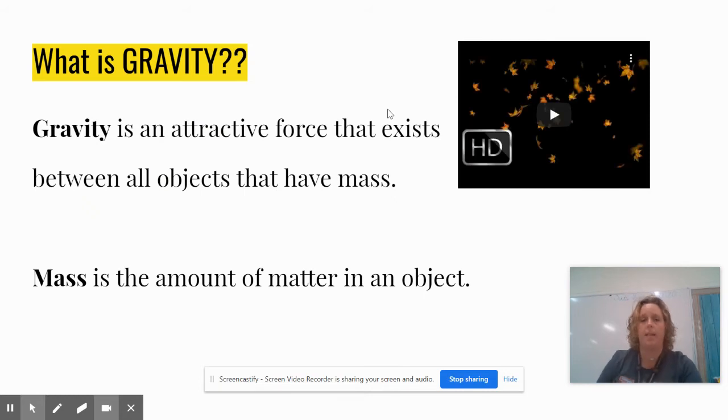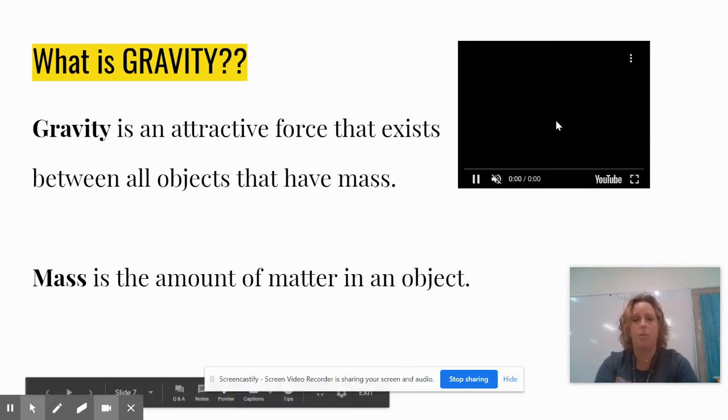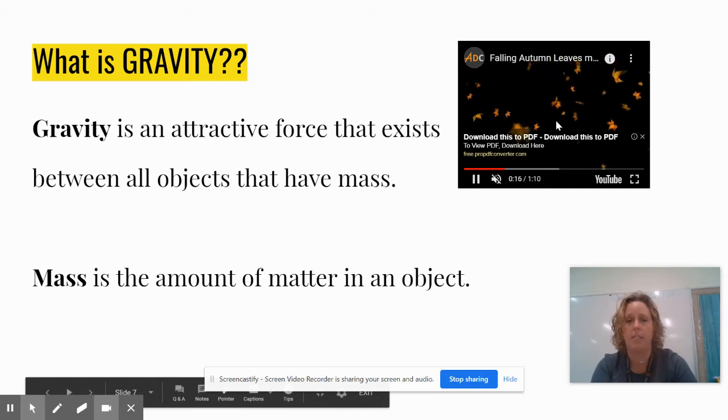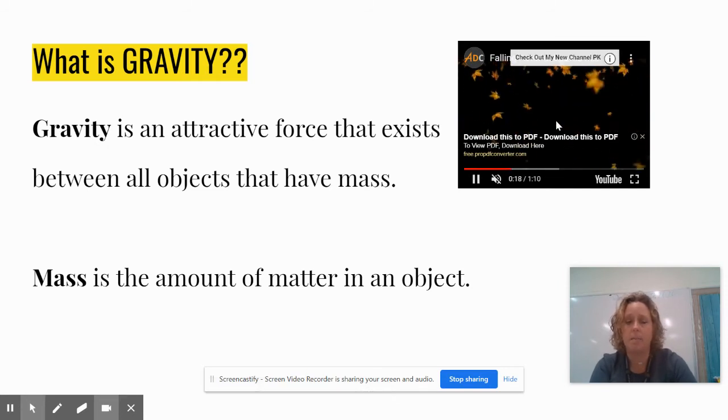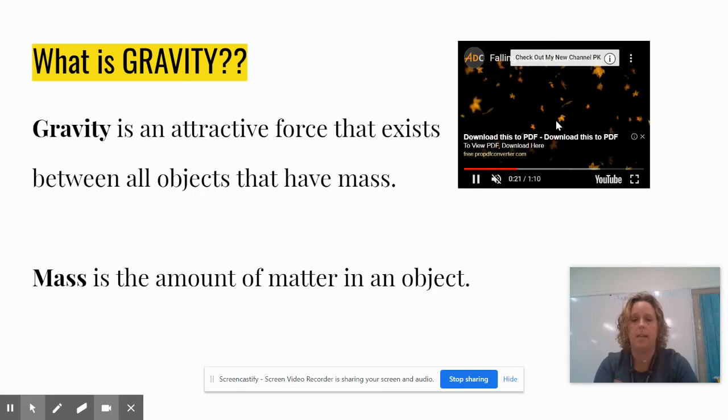All right, so what is gravity? Gravity is an attractive force that exists between all objects that have mass. Mass is the amount of matter in an object.